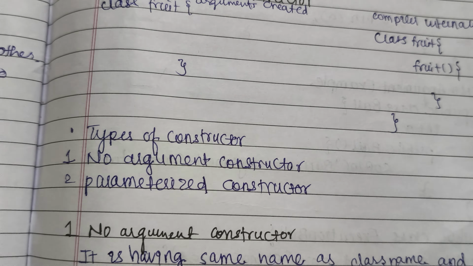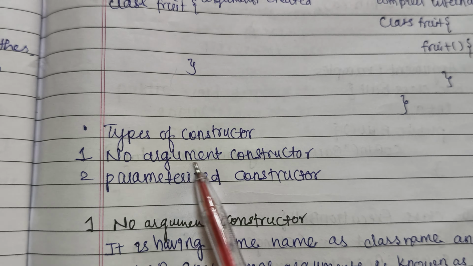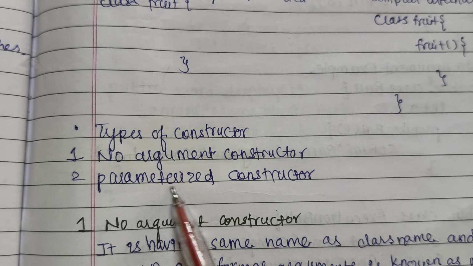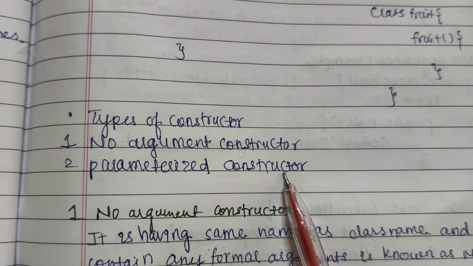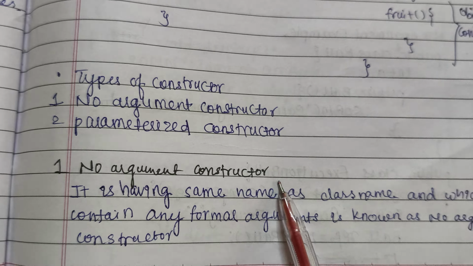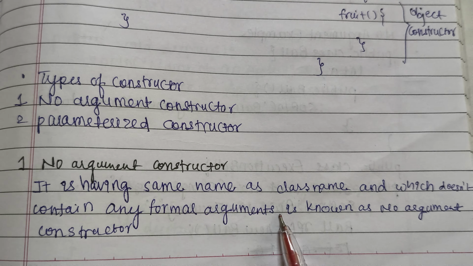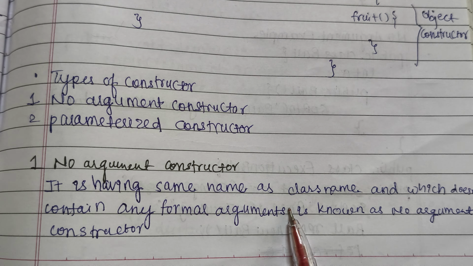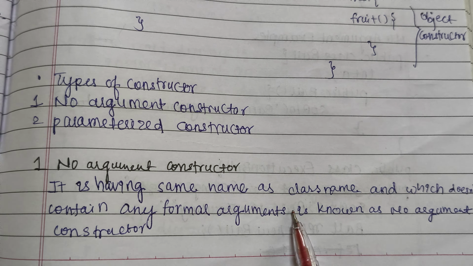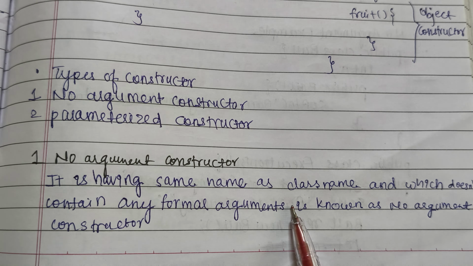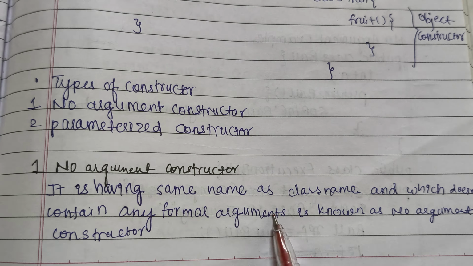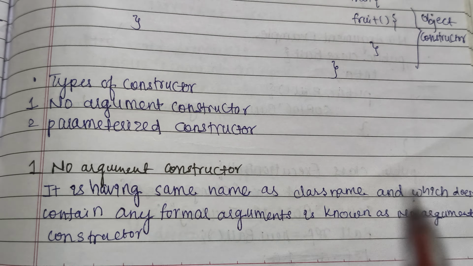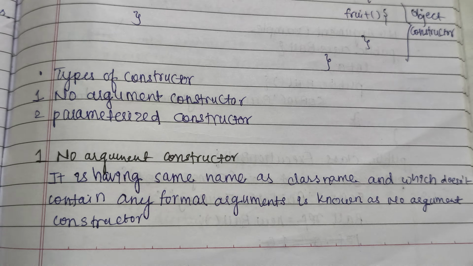So there are two types of constructor. The first one is the no-argument constructor, and the second one is the parameterized constructor. So what is a no-argument constructor? A constructor having the same name as the class name which doesn't contain any formal arguments is known as a no-argument constructor. So any constructor which does not have formal arguments is nothing but a no-argument constructor.